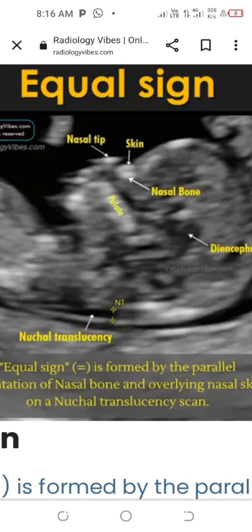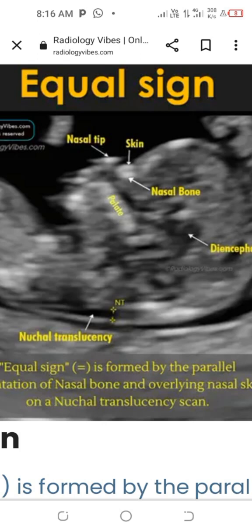What do we see on the nuchal translucency scan? One is the equal sign, second is the nuchal translucency. These two are shown in the image. If the equal sign is absent, it means the nasal bone is absent. And if the nuchal translucency is more than 3.5 mm, these features are seen in diseases like Down syndrome and aneuploidy.